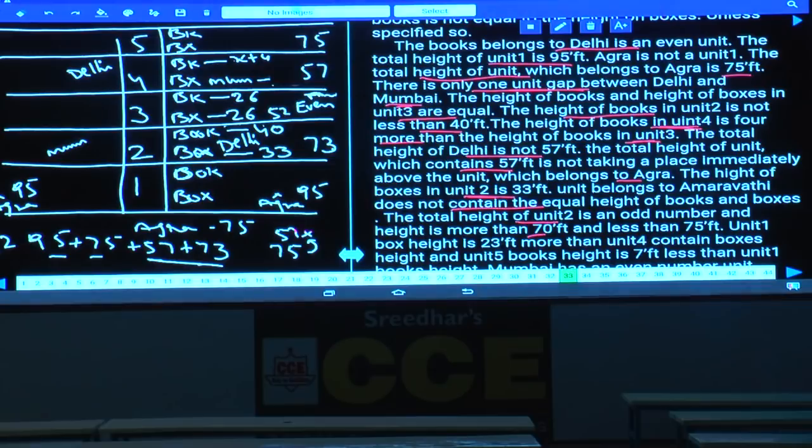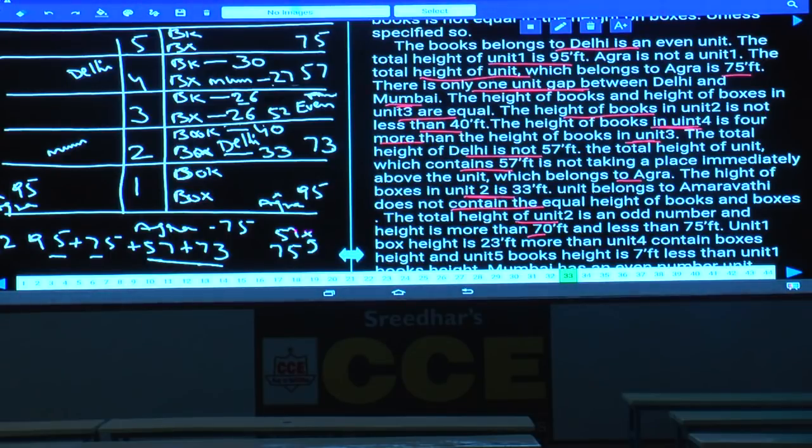Then coming to this one. And x and x plus 4. What is x and x plus 4 here? Now the books in unit 4 are 4 more than that of books in unit 3. And books in unit 3 is 26. And this books in unit 4 must be how much? Unit 4 must be 30. If this is 30, and this is how much? 27. The total is 57, this is 27.